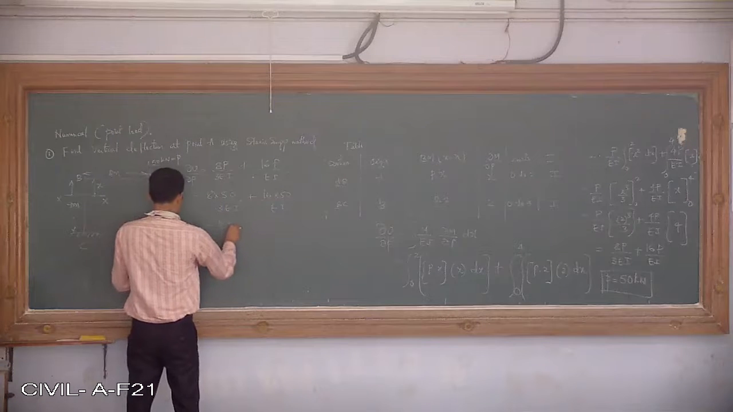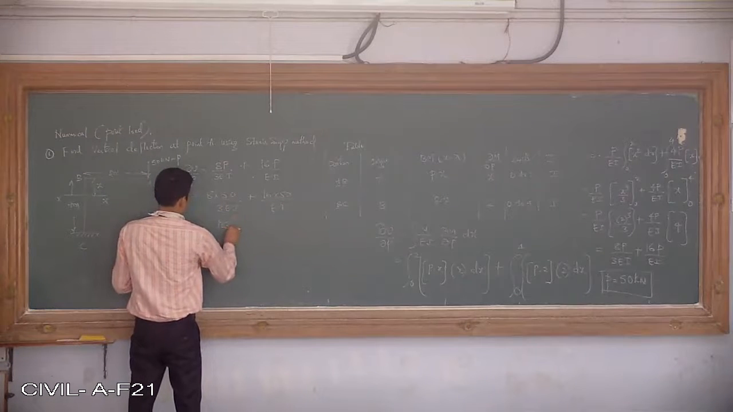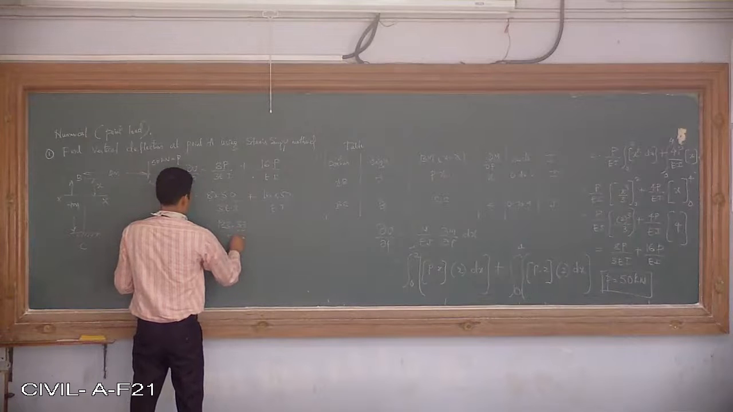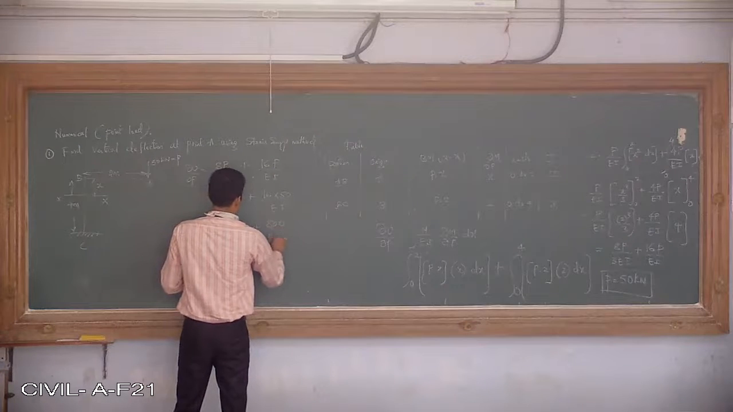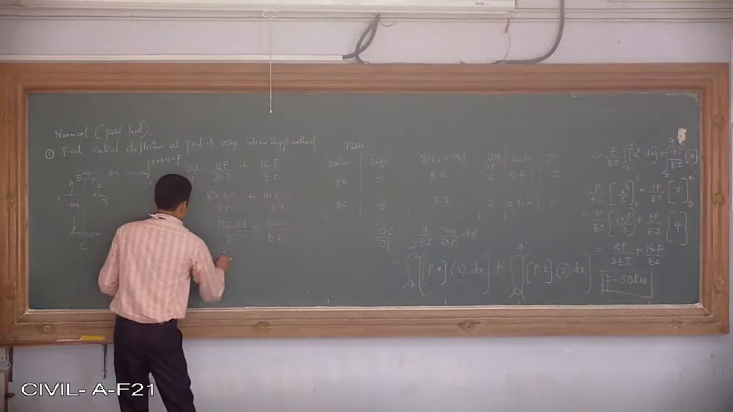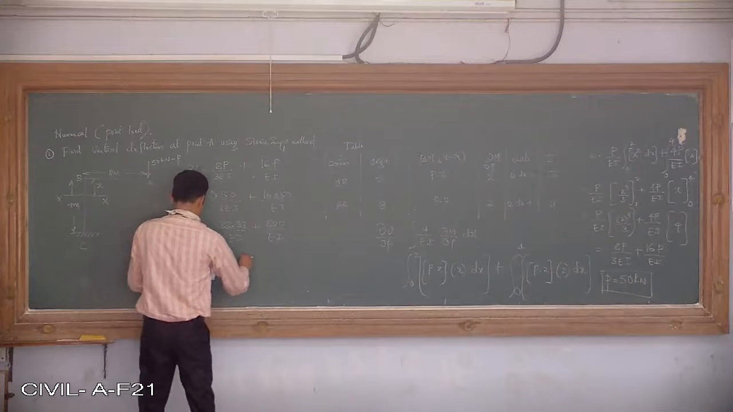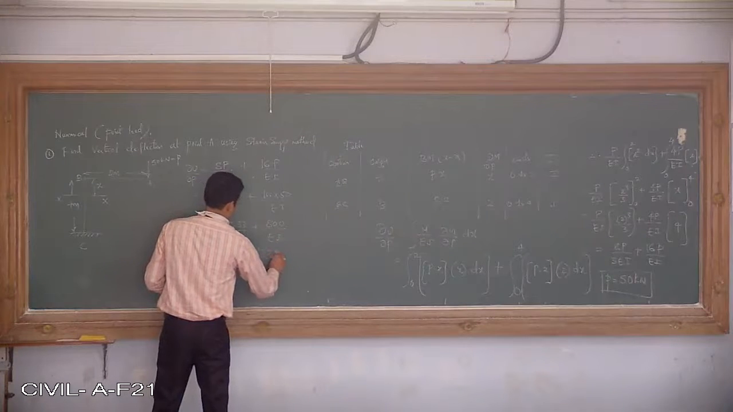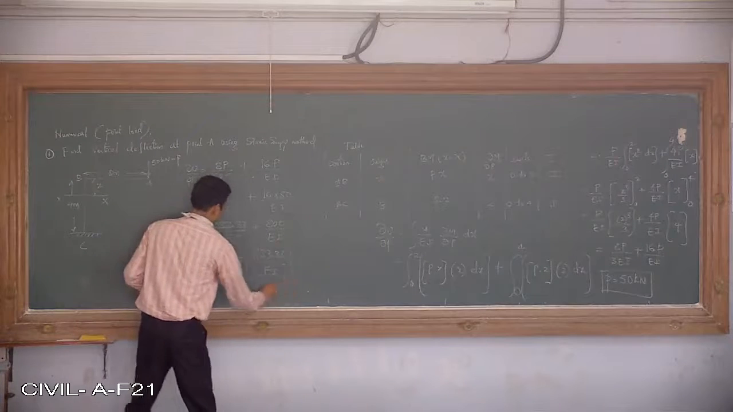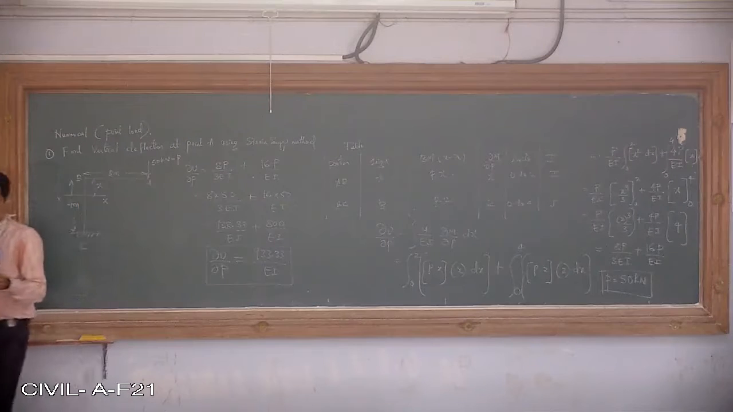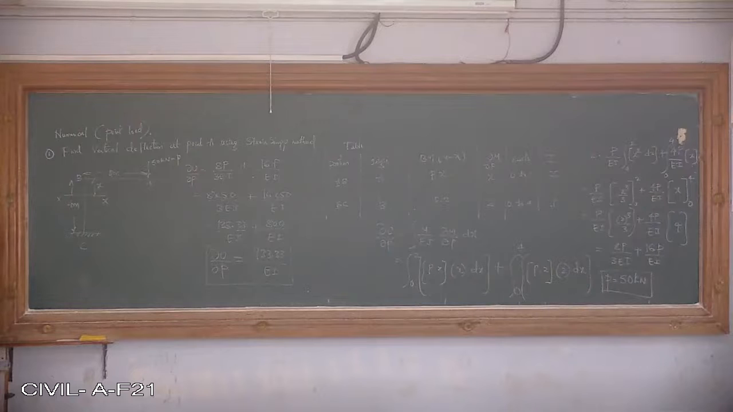So this will be 133.33 by EI plus 800 by EI. So ultimately you get strain energy as 933.33 divided by EI. Clear? So what we have done?